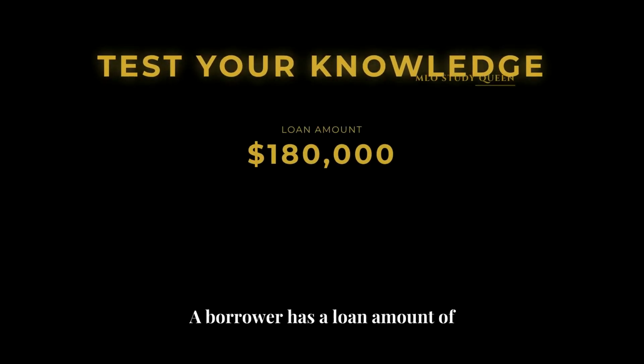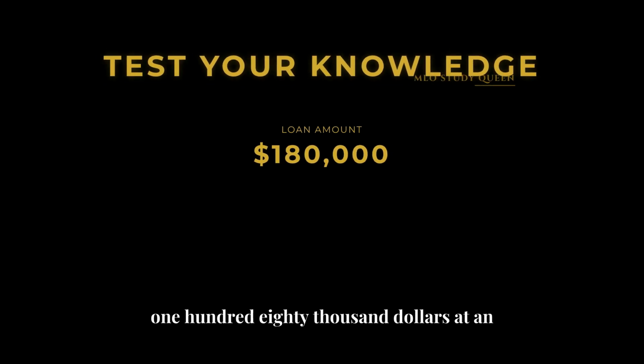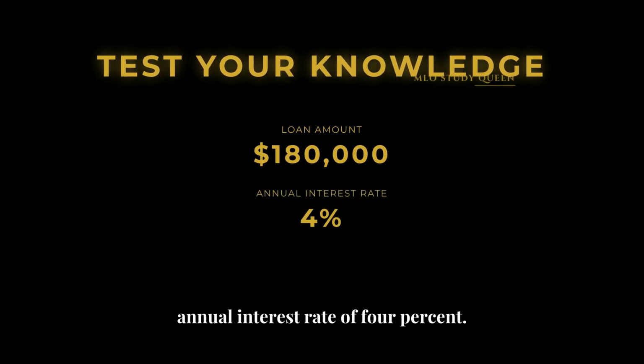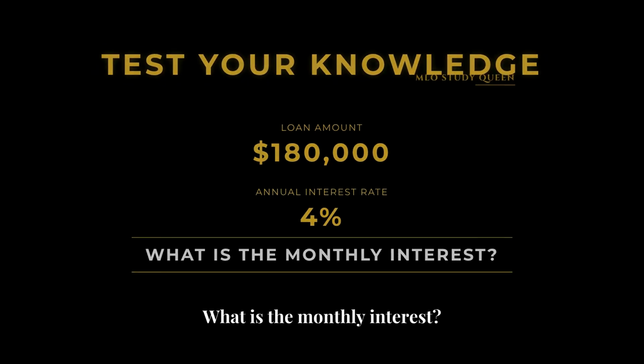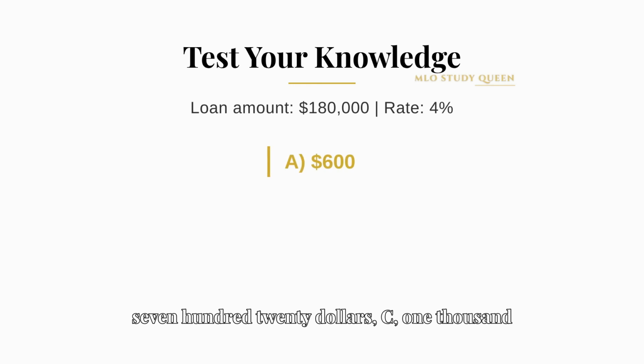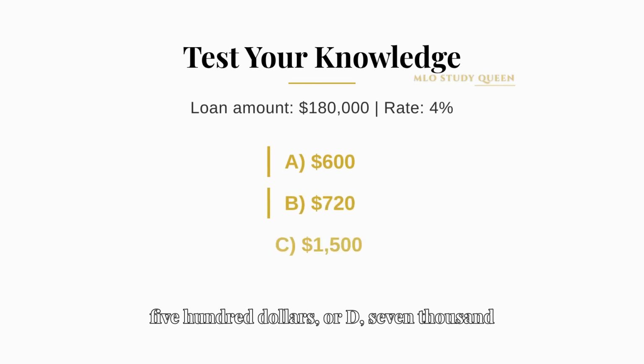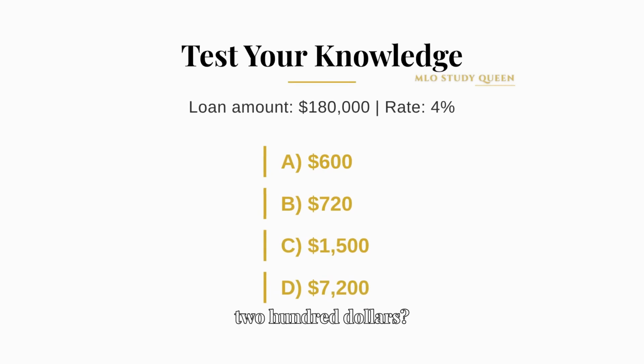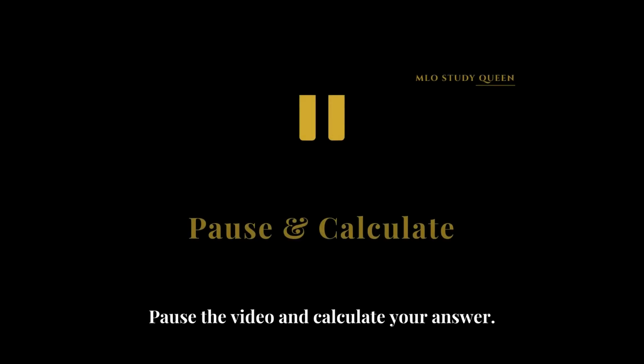Now let's test your knowledge. A borrower has a loan amount of $180,000 at an annual interest rate of 4%. What is the monthly interest? Is it A, $600, B, $720, C, $1,500, or D, $7,200? Pause the video and calculate your answer.